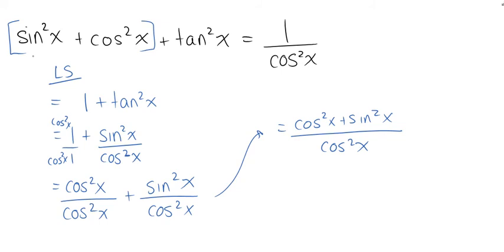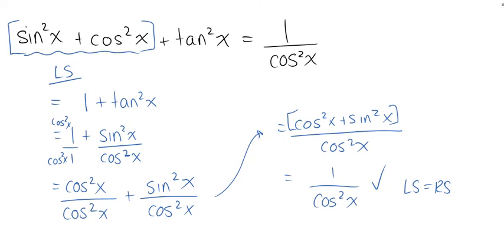And I notice this guy right here is your Pythagorean identity, which is just 1. Boom, proved it. Left side's equal to the right side. So all we did was we used a Pythagorean identity, used a reciprocal identity, made a common denominator, added them, used our Pythagorean identity, and we got it.